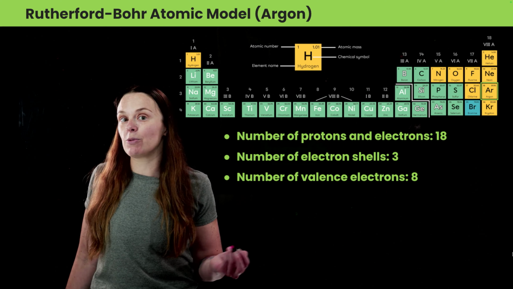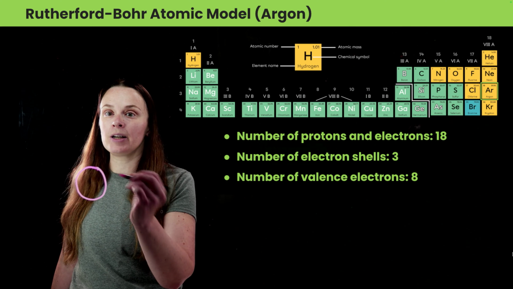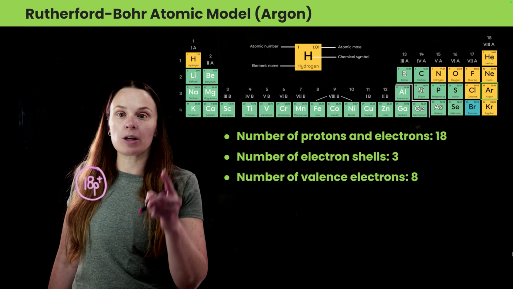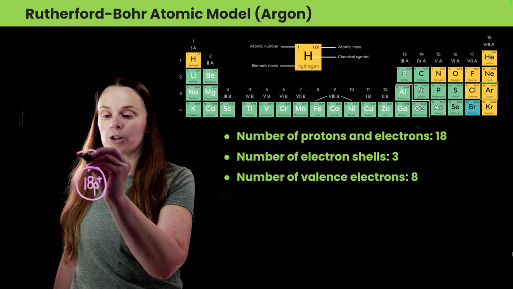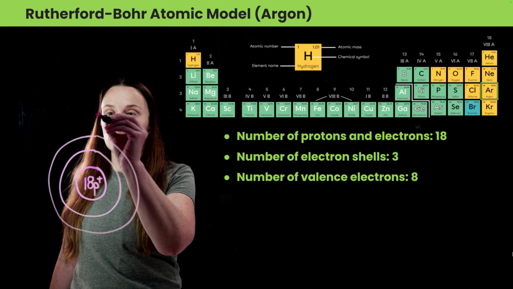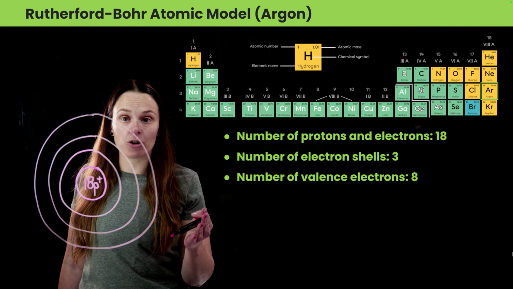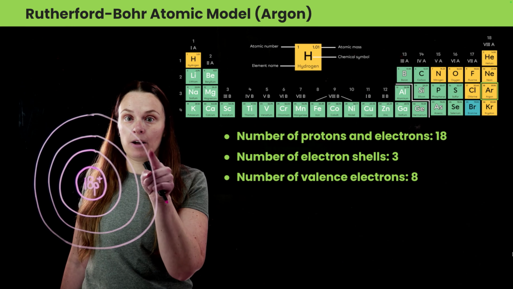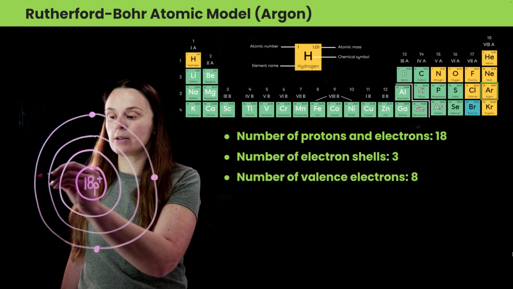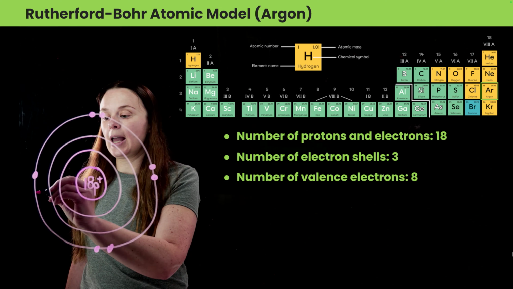Again, same thing we did last time. We are going to create our nucleus, and our nucleus is going to have 18 protons. We know that there are 3 electron shells, so we're going to draw our 3 electron shells: 1, 2, 3. And we remember that our valence electrons always go on the outside shell, and there are 8 of them. So we do our clockwise method like we did for Lewis dot: 1, 2, 3, 4, 5, 6, 7, 8.